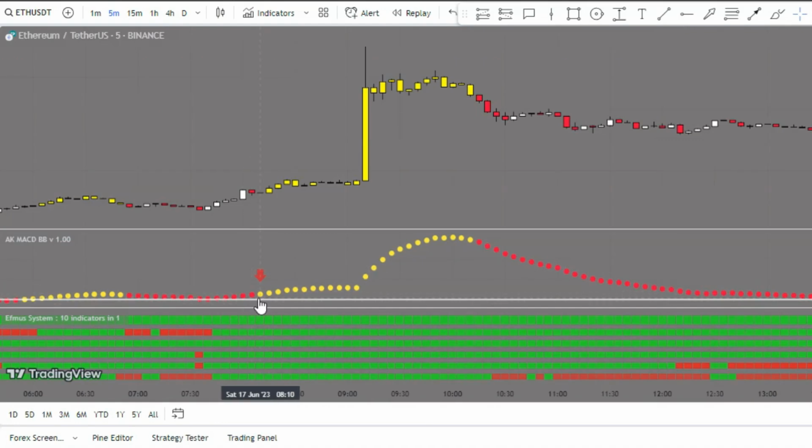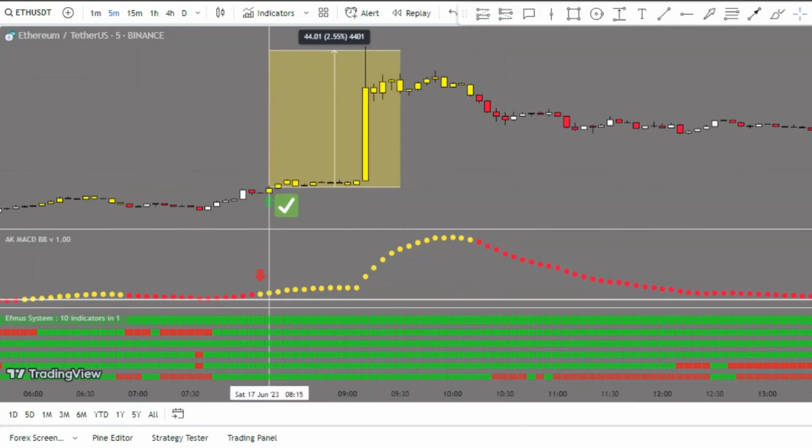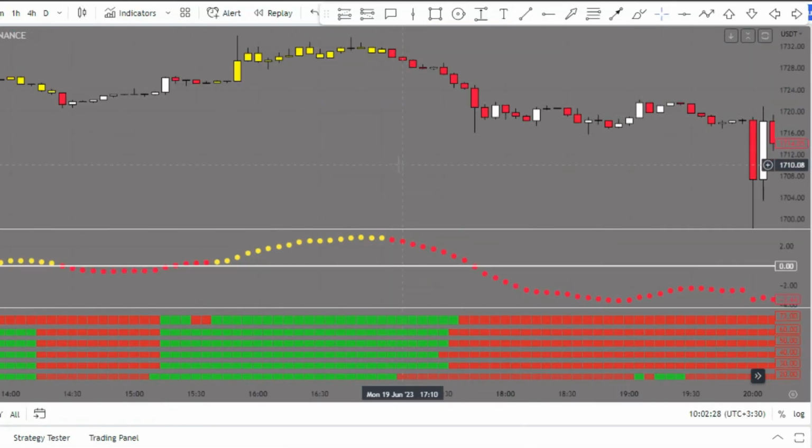So for example, in this case, we got a buy signal, but we have to wait till all lines in one of the columns turn green to enter a buy trade. And likewise, for a short signal, we have to wait for all the lines in one of the columns to turn red to be able to enter a sell trade.